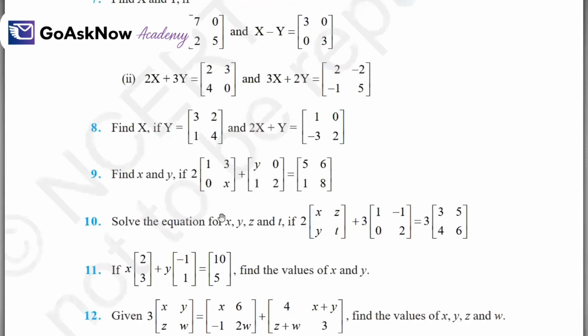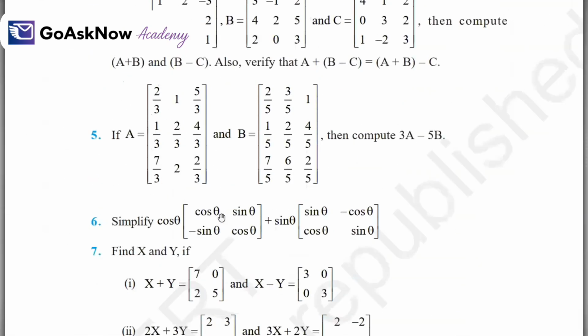So your fifth question is compute 3a minus b minus 5b. I assume that you can do this, but this is also very simple. Just you have to find 3a and 5b matrices.